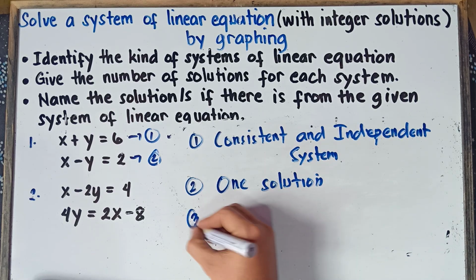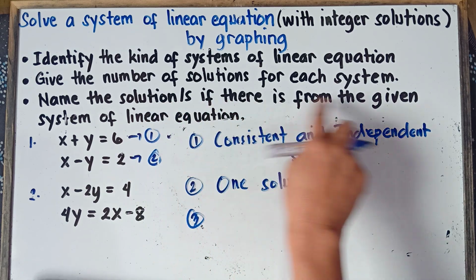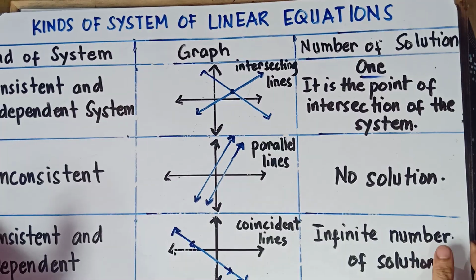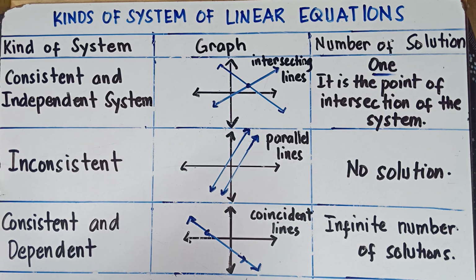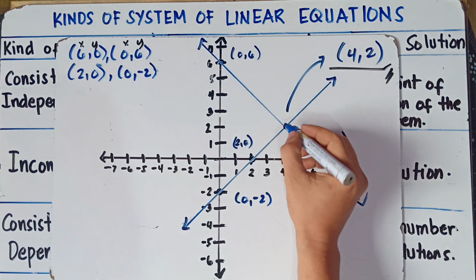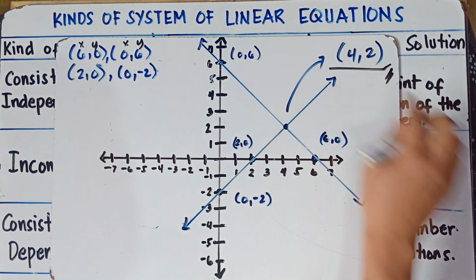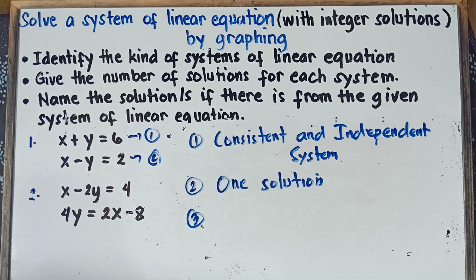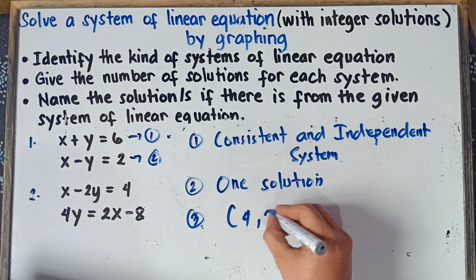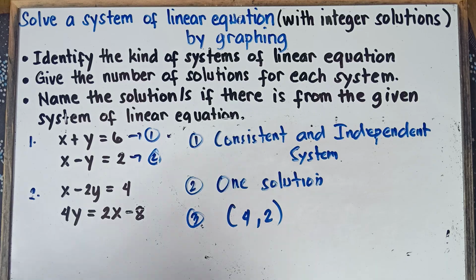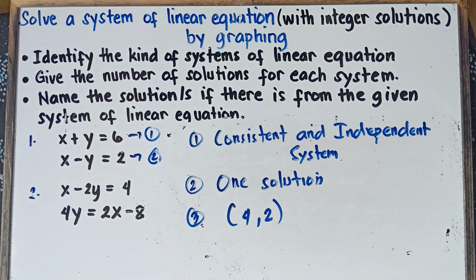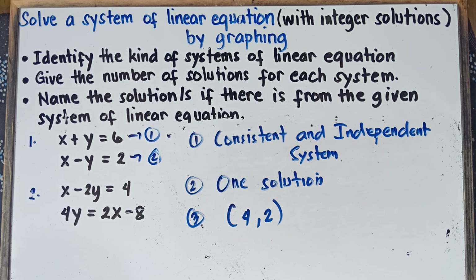And then question number 3, name the solution if there is from the given system of linear equations. So the solution, class, that would be the point of intersection. This one right here is the solution. We have 4 and 2. So x is 4 and then y is positive 2. That's it, class. All set. That's the answer with regards to example number 1.